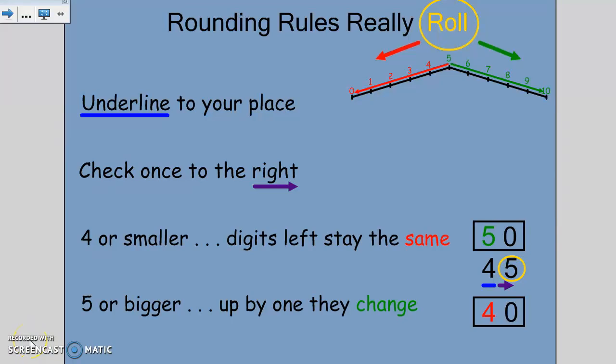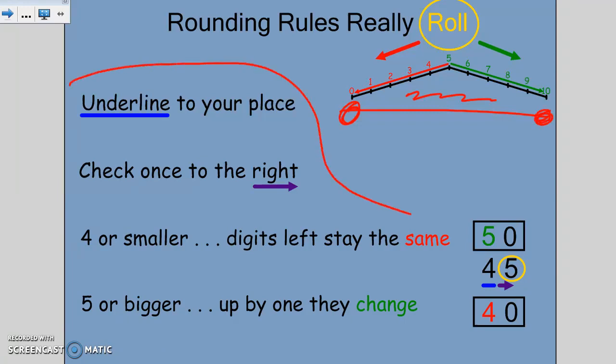Here's a really quick review on rounding. There are two ways to think about how to successfully round a number. One way is to create a number line, and you're going to want to find wherever your number is in here. Is it closer to this side or is it closer to this side? The other way to do it is with a list of rules. You underline or circle what you want, you check to the right, and then you determine whether you have to go up or down.